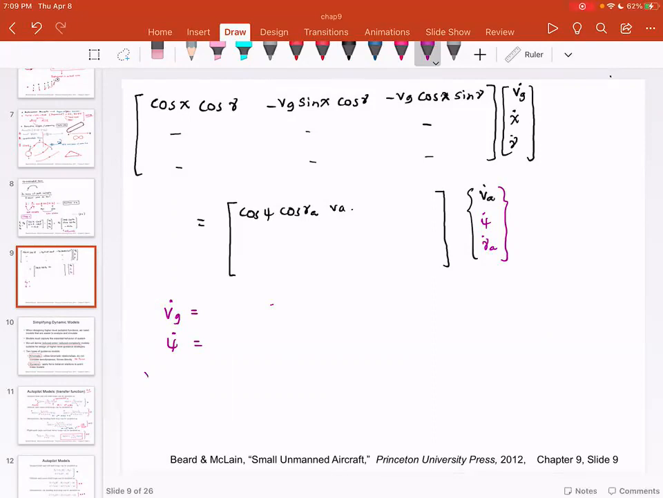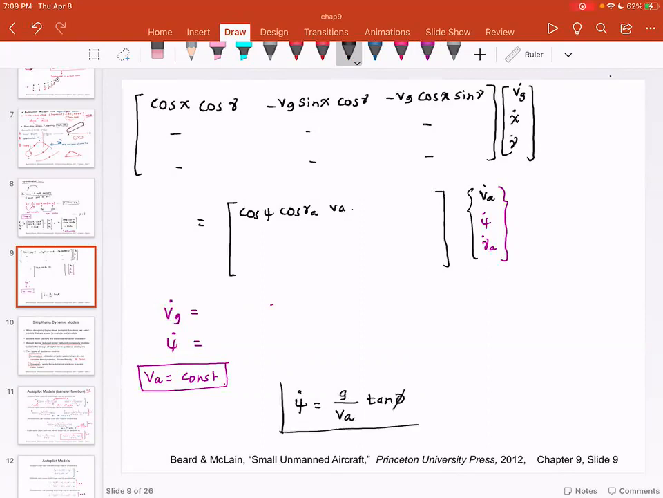So this is our assumption. VA is commanded and it's constant. So we already have a stabilization loop that is making sure that my airspeed is constant. What that means is I get a relationship for psi dot equals g divided by VA tan phi. What it means is, if I want my aircraft to turn, here is very important, heading should change something like this.